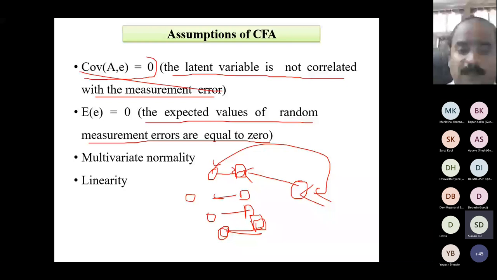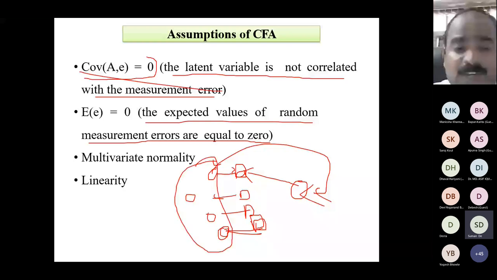So that is the reason, in order to avoid this, your administration of the questionnaire needs very careful handling. Anyway, whatever it may be, the error variables need to be randomly distributed so that it will be equal to zero. Then multivariate normality. Yesterday I was saying, whatever normality you are testing in your test, that is univariate or bivariate, but here multivariate normality is required. What is that multivariate normality? Again, this is related to error.